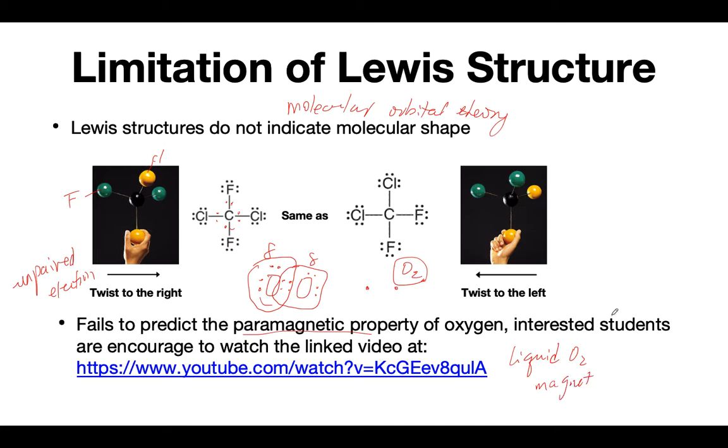If you compare with nitrogen, there are no unpaired electrons, so even if you convert nitrogen to liquid nitrogen, it will not be drawn to the magnet, but oxygen will be.